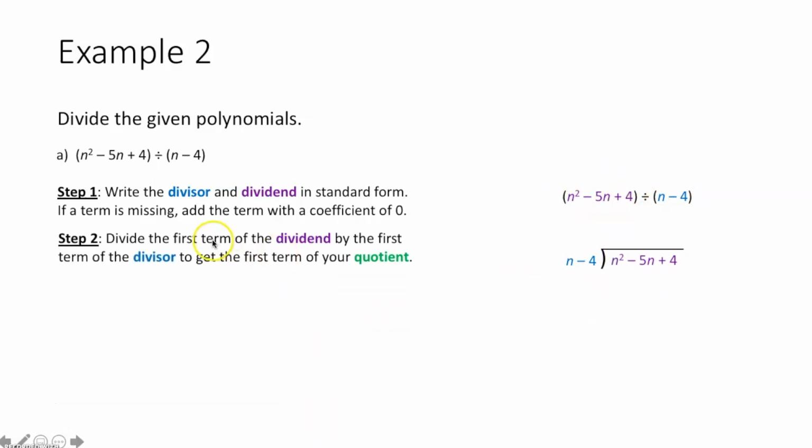Next, we are going to divide the first term of the dividend by the first term of the divisor to get the first term of our quotient. So take the first term of our dividend, divide it by the first term of our divisor. We get n squared divided by n. It's just n. That's going to be the first term of our quotient, our answer.